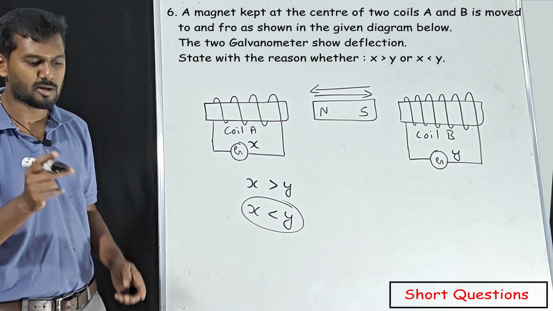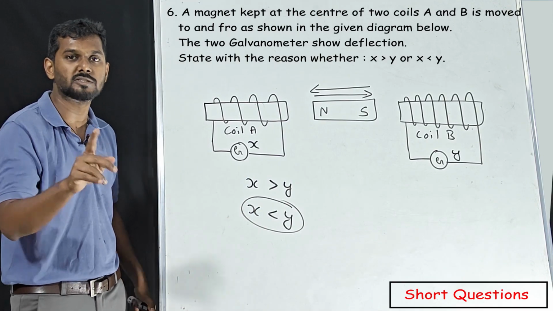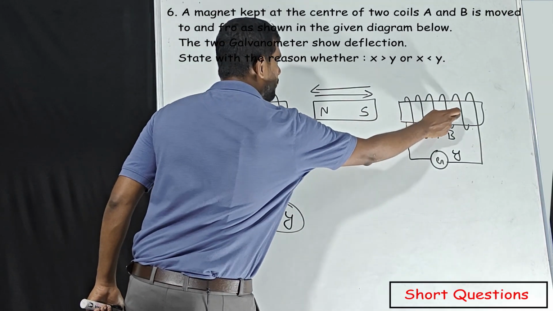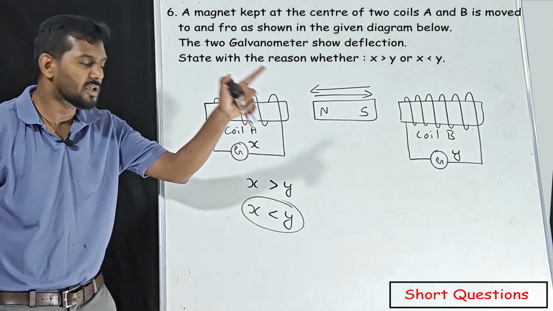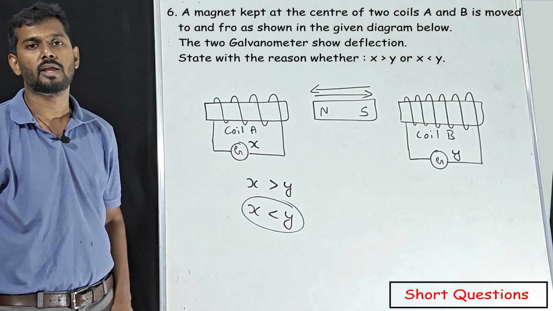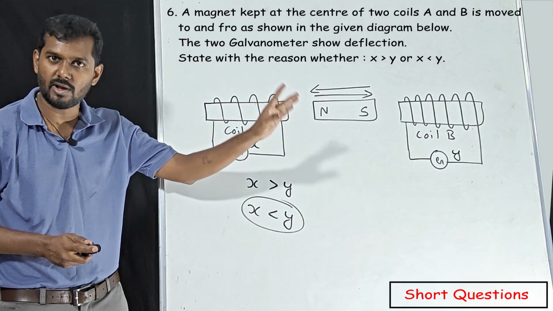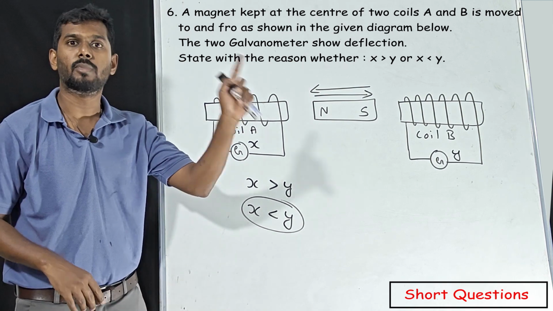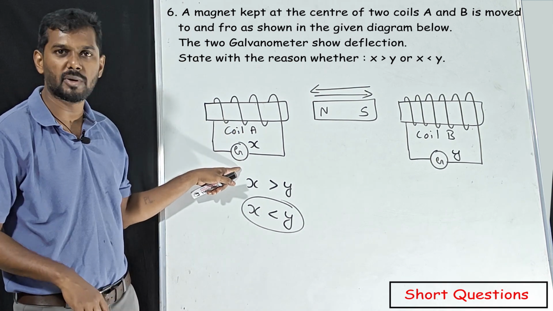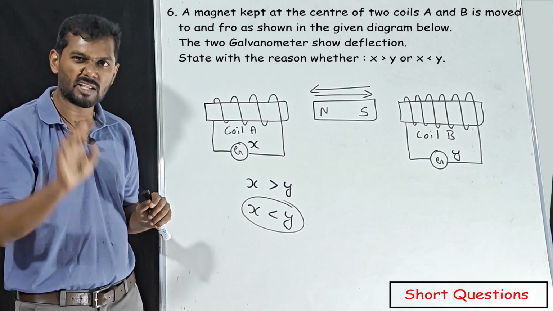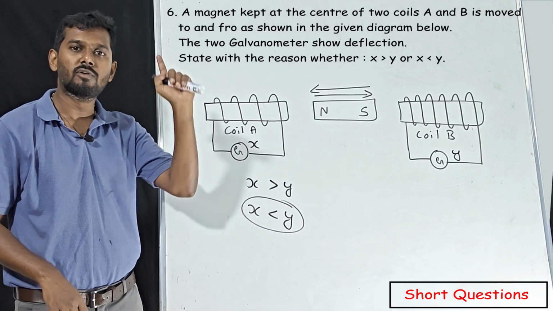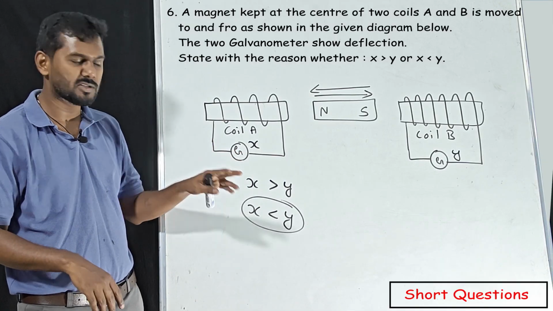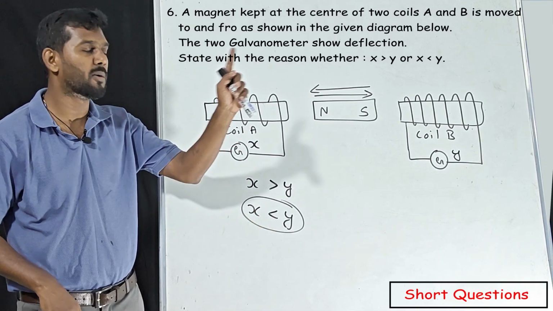Why? Because the current and magnetic field depend upon the number of turns. See, 1 2 3 4 for one coil, and 1 2 3 4 5 6 for the other. Which has more number of turns? Coil B. So coil B's value will be greater than coil A. If they are talking about the value of current or magnetic field, coil B is always greater because of more number of turns. In this case we are talking about the galvanometer, so more current. If they are talking about magnetic field, more number of turns will also have more magnetic field. That should be your answer: Y value is greater than X because of more number of turns.